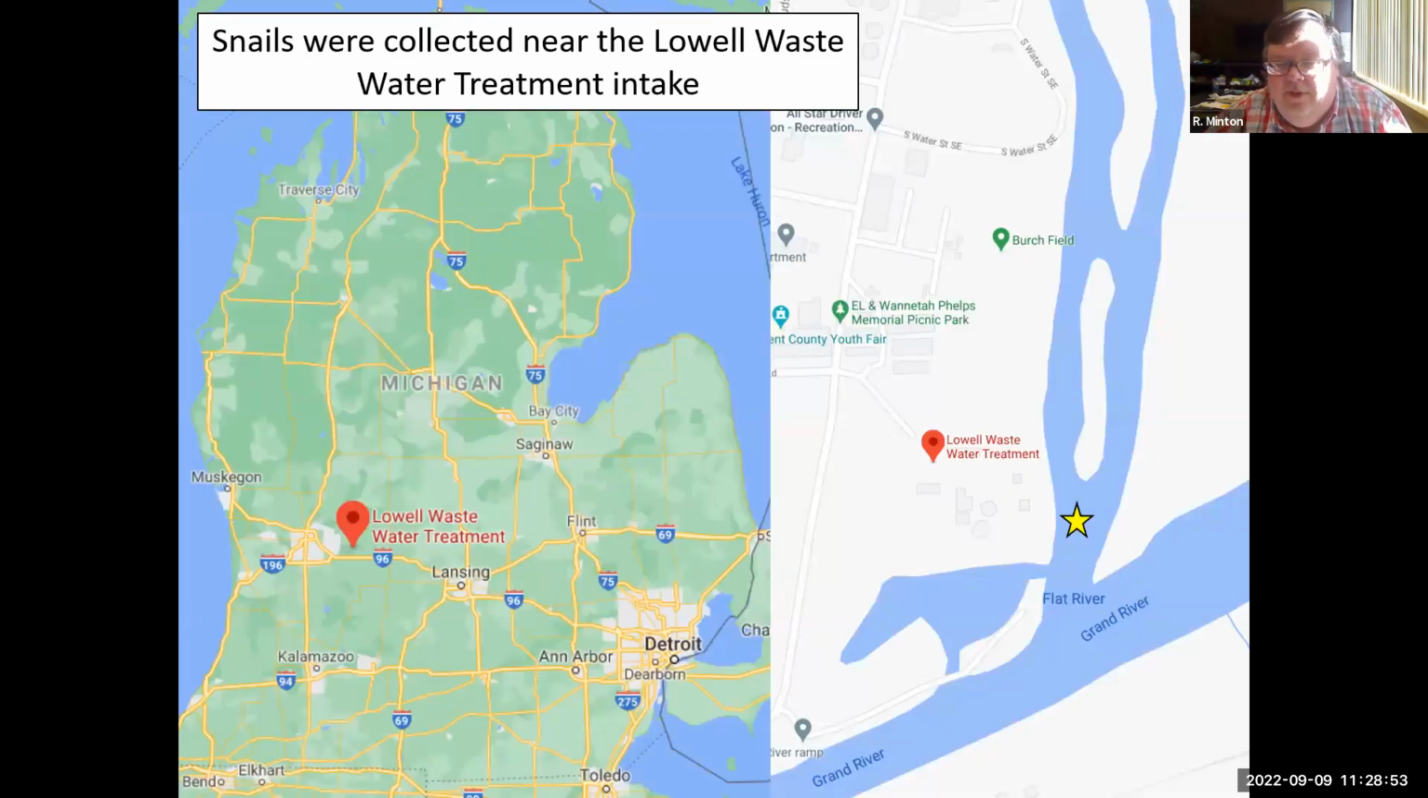So a little of the methodology here. Snails were collected in Michigan from the Flat River, near the city of Lowell's wastewater treatment plant, and that'll come into play a little later. They were collected, brought into a freshwater mussel rearing facility for a couple days, and then frozen whole, and that's how I got them.